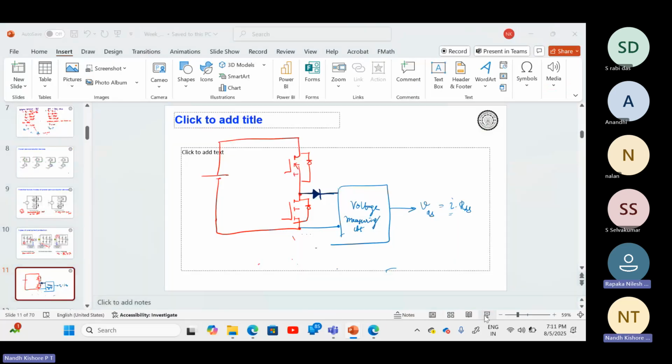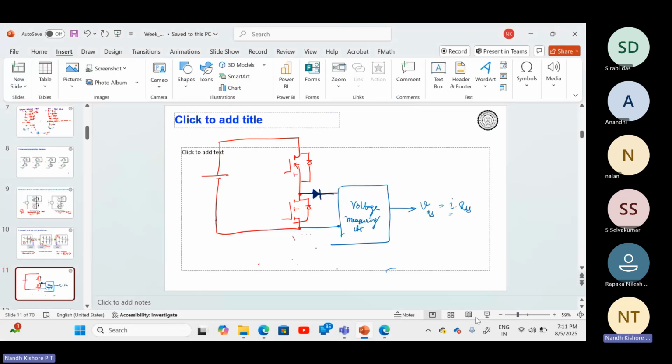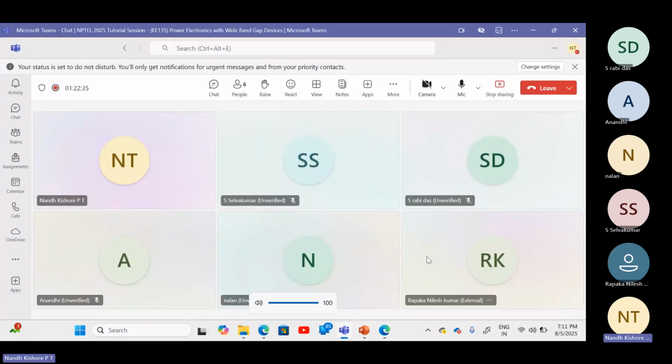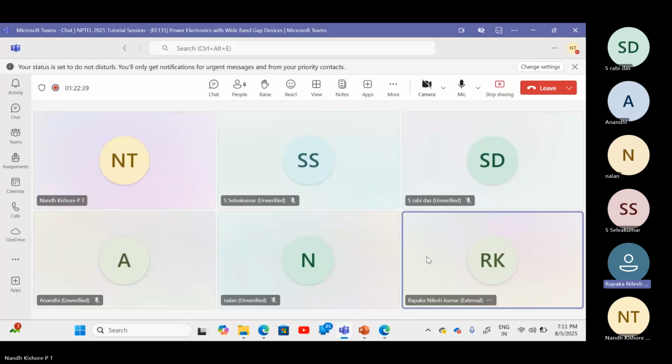To avoid reverse current flow from the measuring device, if any. To avoid the reverse current flow from the device, if there is any battery source in the device, to avoid any reverse current flow from it to the circuit. Right. So let's jot them down.